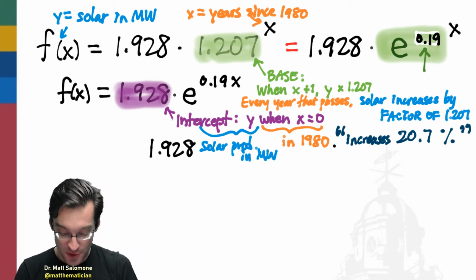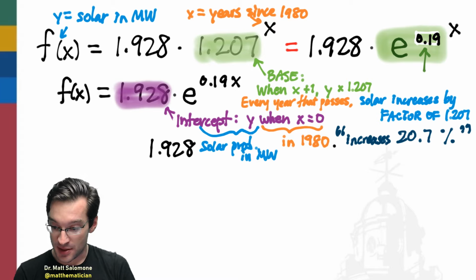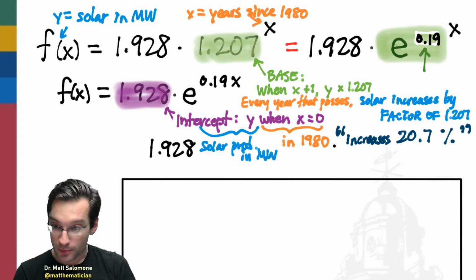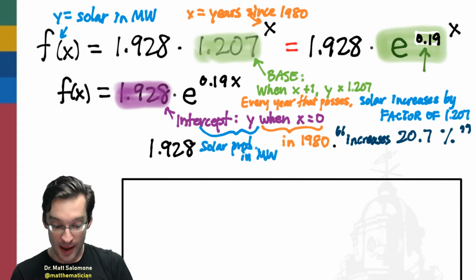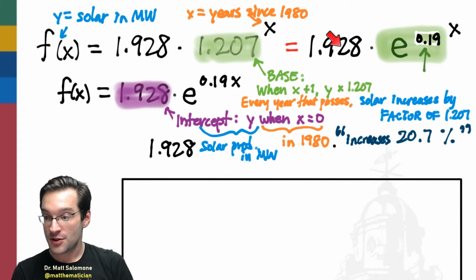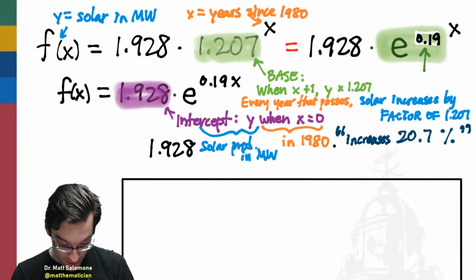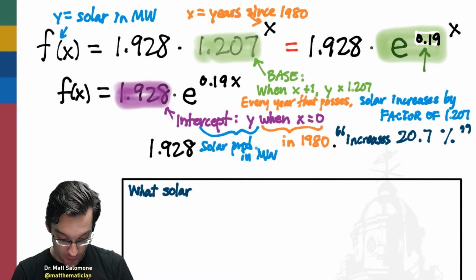So there's my exponential function. There's a contextualization of the base and of the intercept. Now, let's take this opportunity to do just 2 algebraic things to wrap up today's live stream. So what are we able to do with this model now that I have an actual function, an actual equation that gives us a model for this behavior? So 2 questions. First of all, what does this model predict the solar production will be in the year 2020? So that's question number 1.